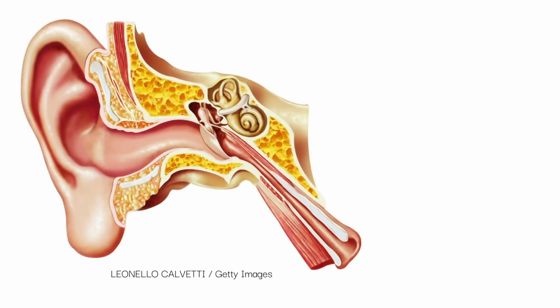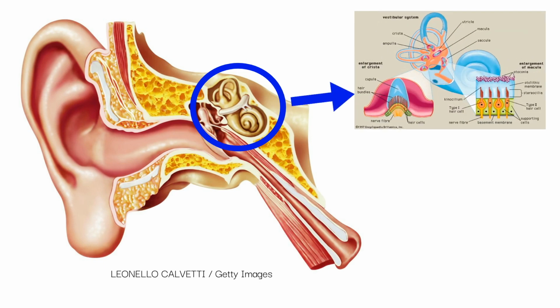Let's move on now to the next sensory modality that provides information necessary to maintain an upright posture: the vestibular system. The inner ear contains structures important for both hearing and balance, the latter of which is our focus for this video.